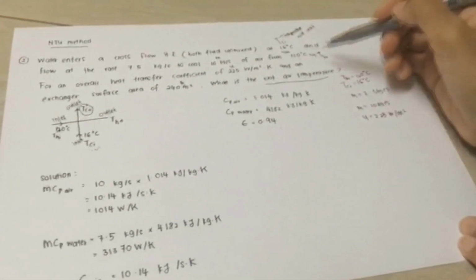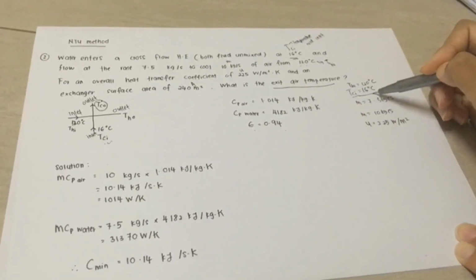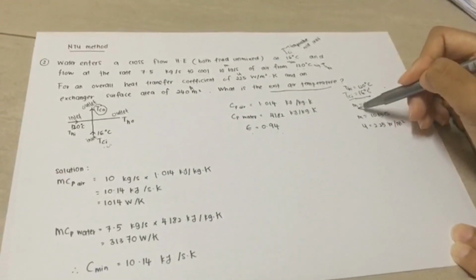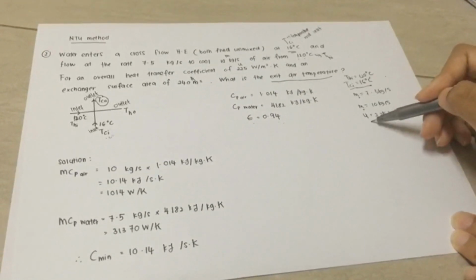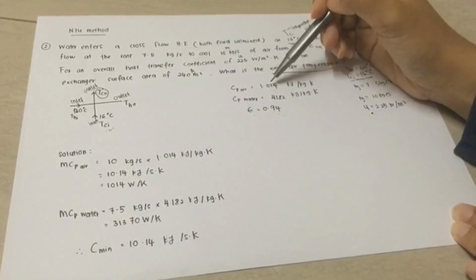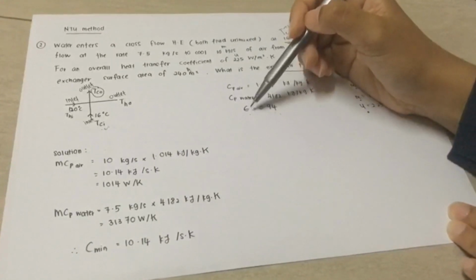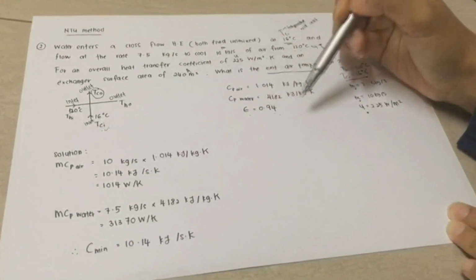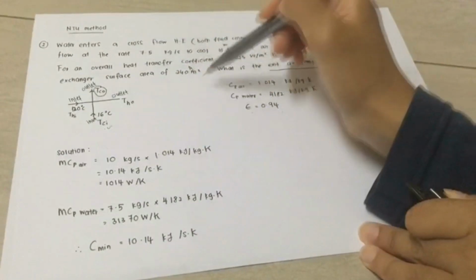Then from the question, we already have the TCI, which is 16 degrees Celsius, THI 120 degrees Celsius, mass flow rate for the water, and mass flow rate for the air, and the overall heat transfer coefficient. CPL is given 1.014, CP water is given 4182, and the effectiveness is given 0.94. So since we have all the information, we can find the solution for these questions.